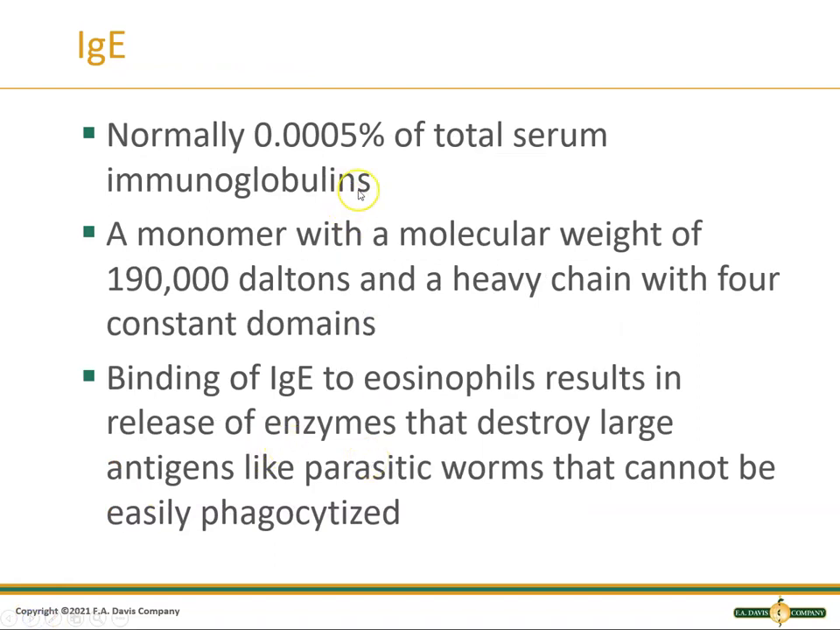IgE, you can see, of the total serum, tiny amount. It's a monomer also, as a heavy chain, and you can see the Dalton weight. But the big important thing about it is that IgE binds to eosinophils, which then allows the enzymes in the eosinophil to release. So that will destroy parasites, worms, that kind of stuff. Things that are so big that the segs, the neutrophils, monocytes can't really phagocytize them. So here's another way for us to destroy foreign things.